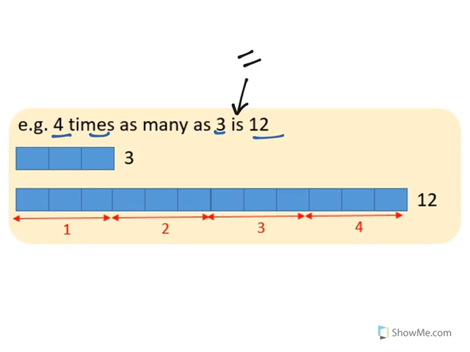Now, what they did here was they started by drawing 3 boxes. The 3 came from one of your factors. And they took those 3 boxes and they did it 1, 2, 3, 4 times because 4 is your other factor. We can see that now they have 1, 2, 3, 4, 5, 6, 7, 8, 9, 10, 11, 12 boxes. 4 times as many as 3 is 12.